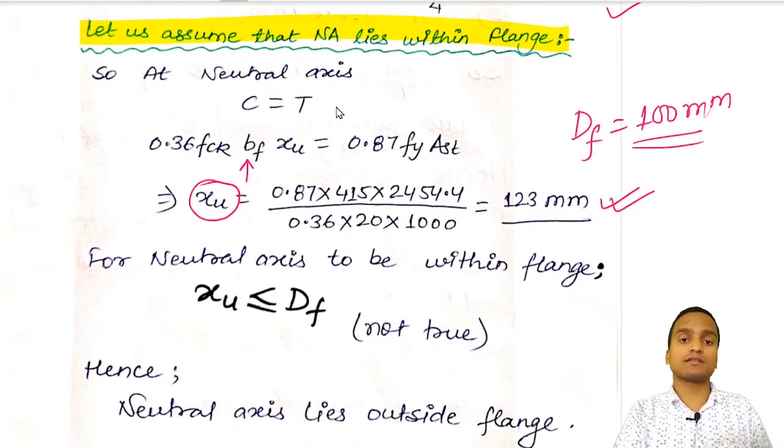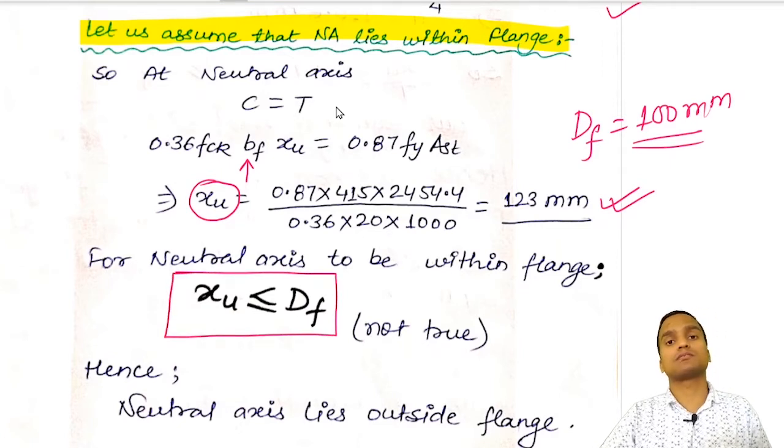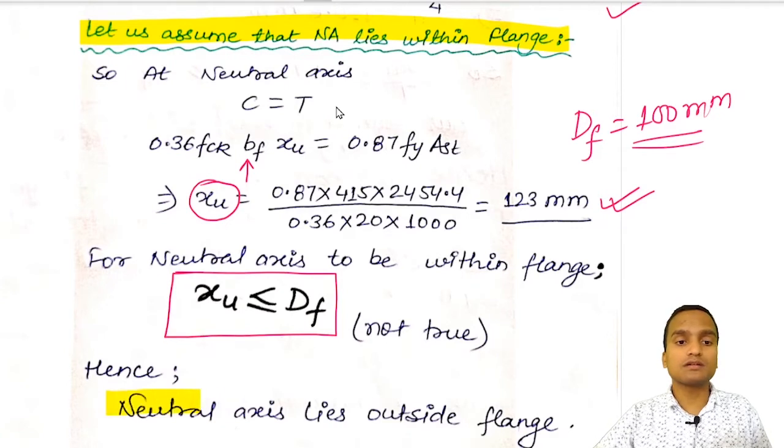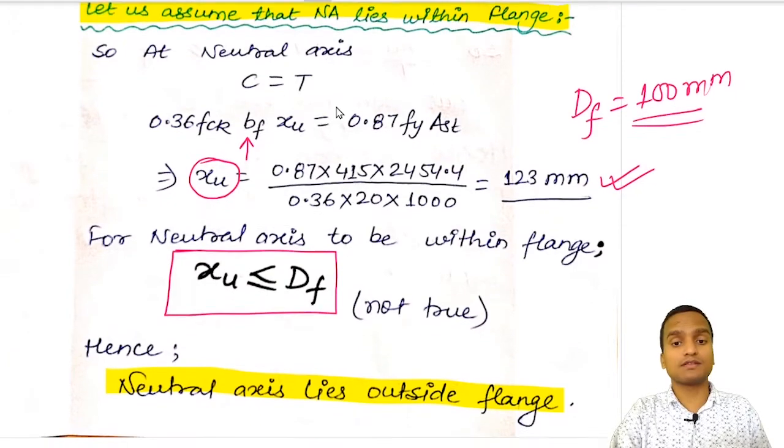For the neutral axis to be within the flange, it should satisfy the condition xu less than or equal to Df, the depth of flange. But this is not true in our case. So our assumption that the neutral axis is within the flange is wrong. That means the neutral axis lies outside the flange. Now this is clear that our neutral axis is lying outside the flange.